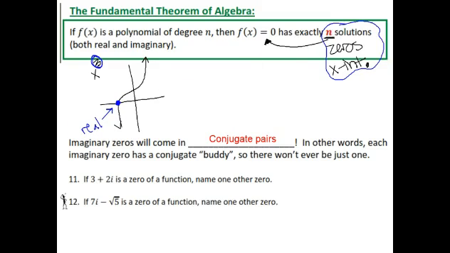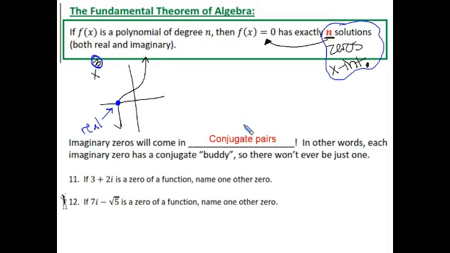Now, something else that kind of tacks onto this idea when we're dealing with imaginary solutions is that imaginary zeros will always come in what are called conjugate pairs, meaning that each imaginary zero will have a conjugate buddy, if you want to think about it in that case. So there won't just ever be one conjugate solution. Okay, they always come in pairs.